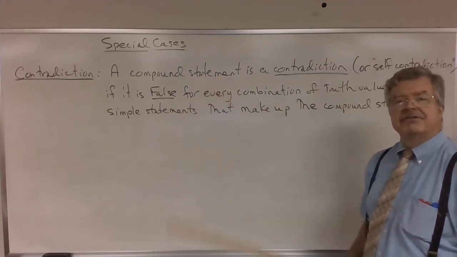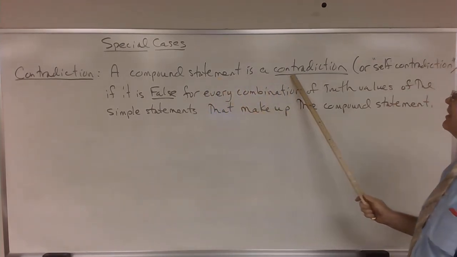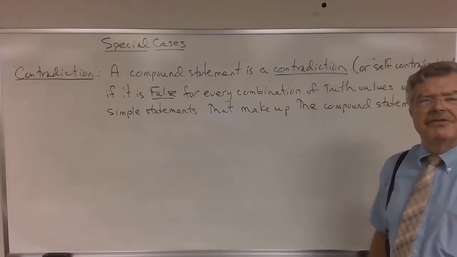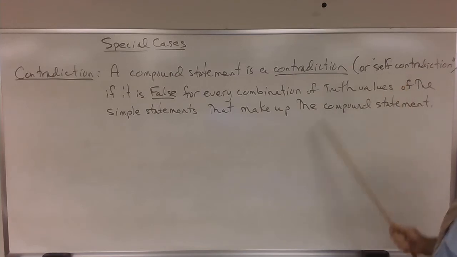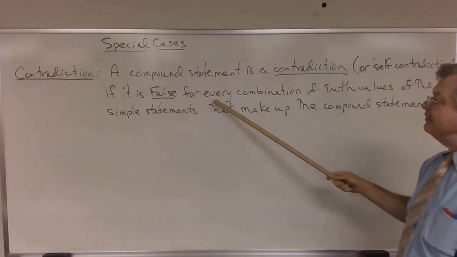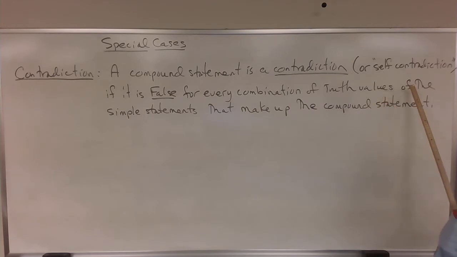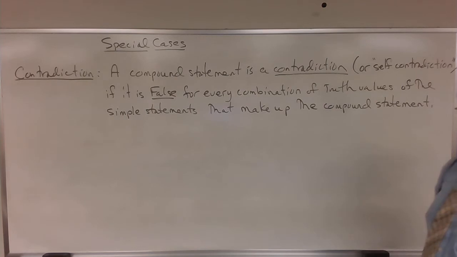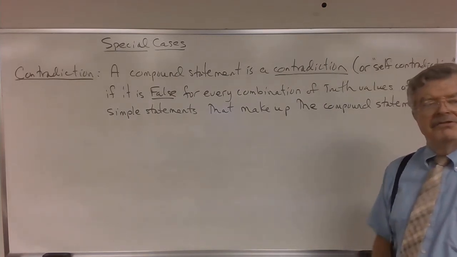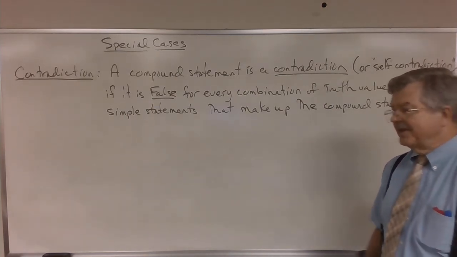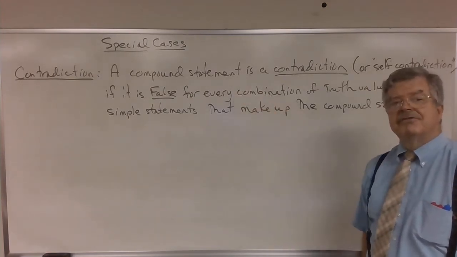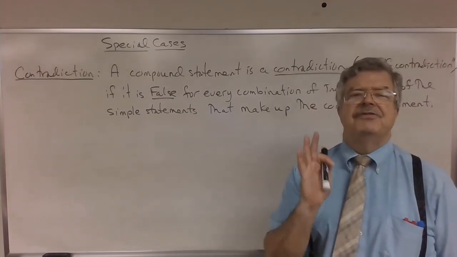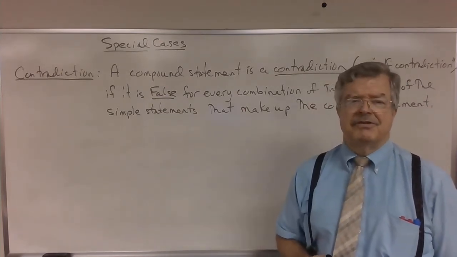And here's the definition. A compound statement is a contradiction, or sometimes our text uses the term self-contradiction, if it is false for every combination of truth values of the simple statements that make up the compound statement. So in all possible cases, if the compound statement is false, then it's a contradiction. And let's look at the simplest form of a contradiction that there can be.